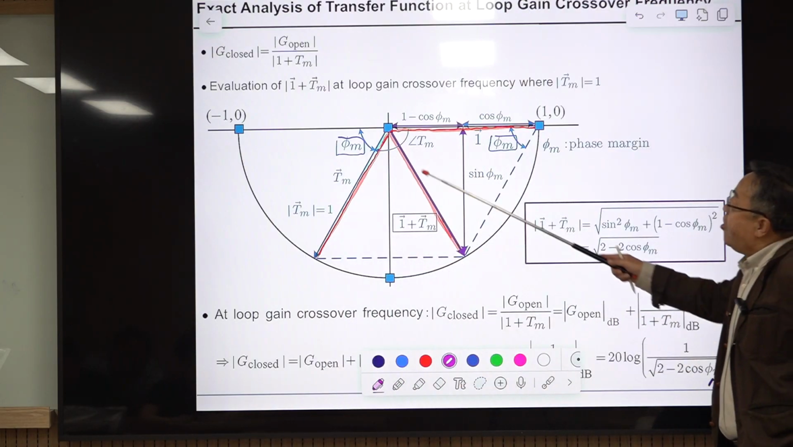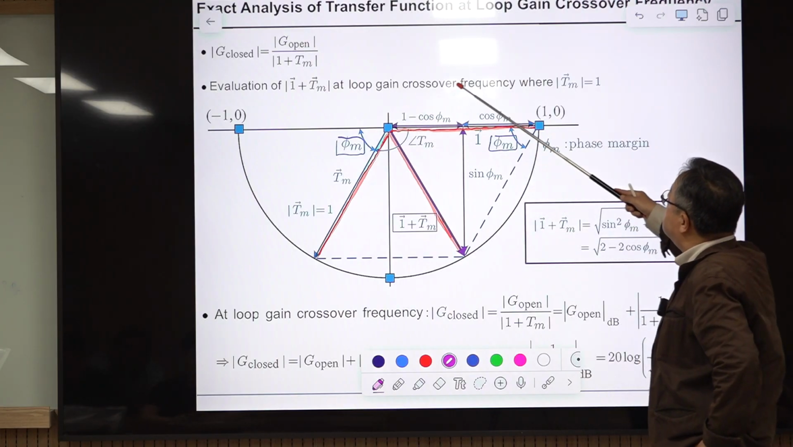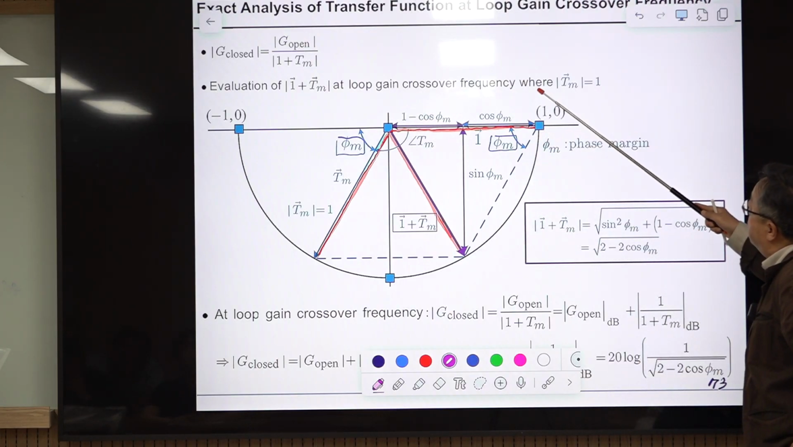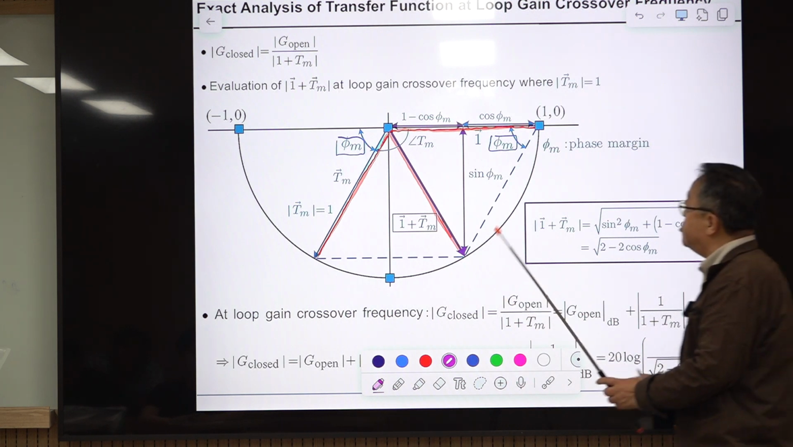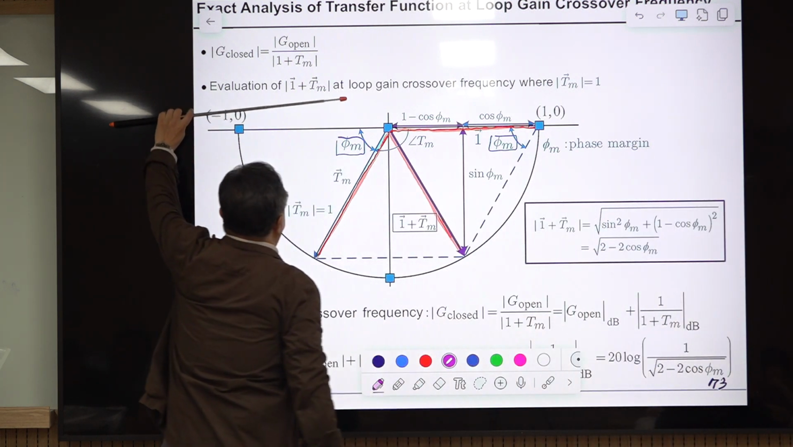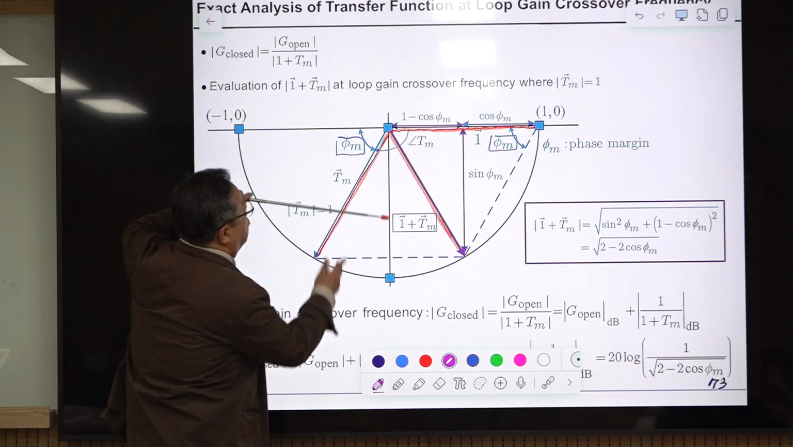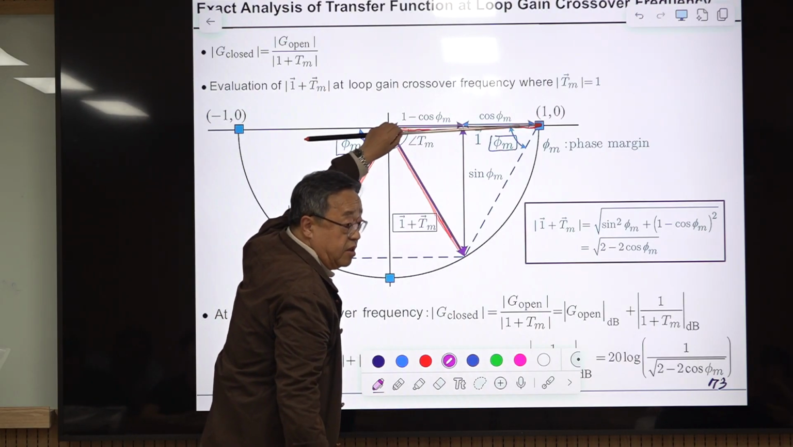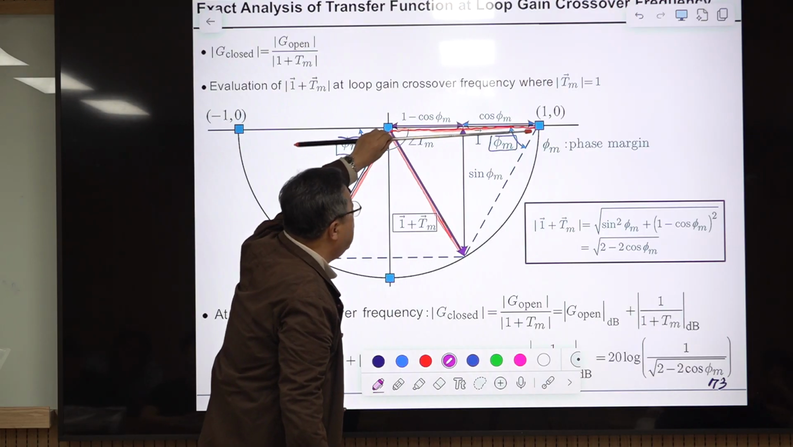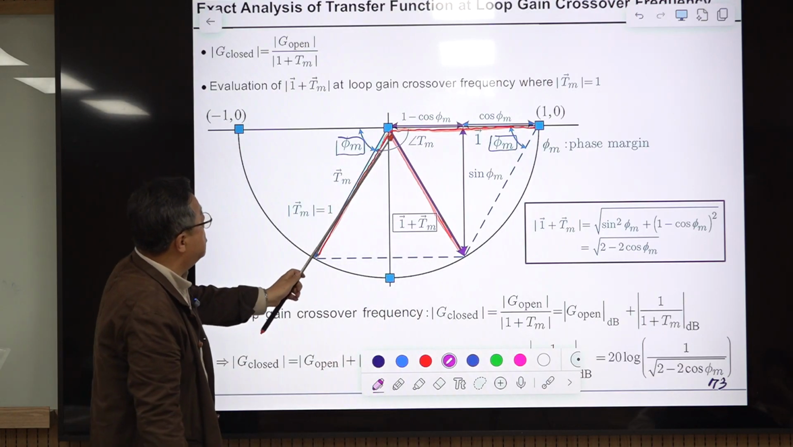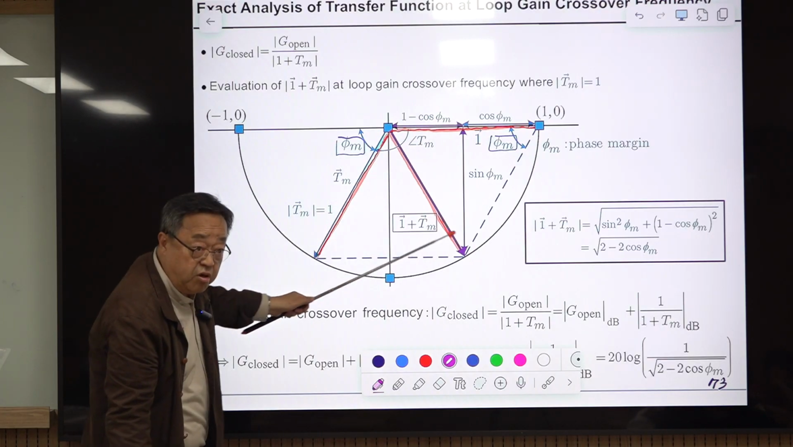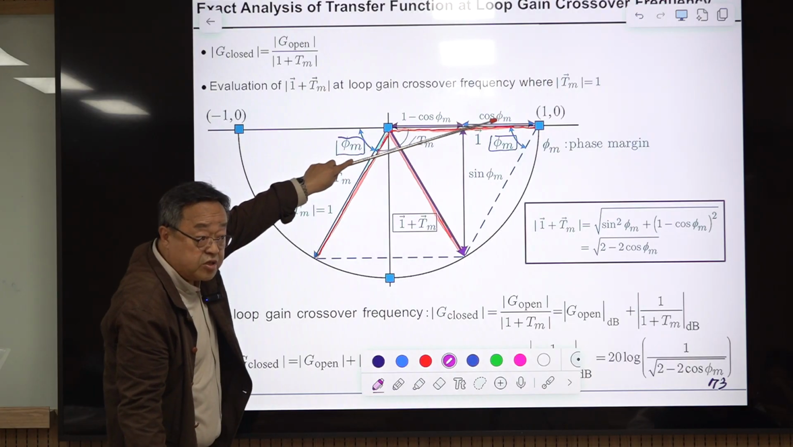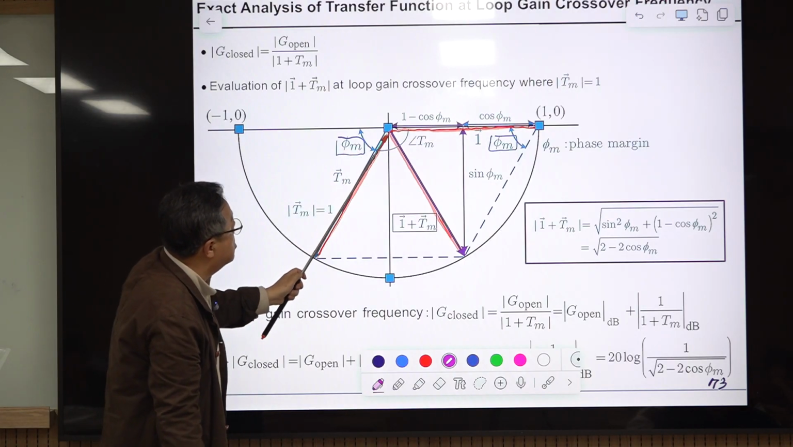Okay, so this is the vector length at loop gain crossover frequency, and by definition, at loop gain crossover frequency, the magnitude of this loop gain is unity. One example is shown here. We are trying to evaluate this sum of two vector lengths. One vector is this one, the 1, 0 vector, and this is the loop gain. The length of the loop gain is 1. This is a unit circle. This is the definition of crossover frequency. So at the crossover frequency, its length is 1.